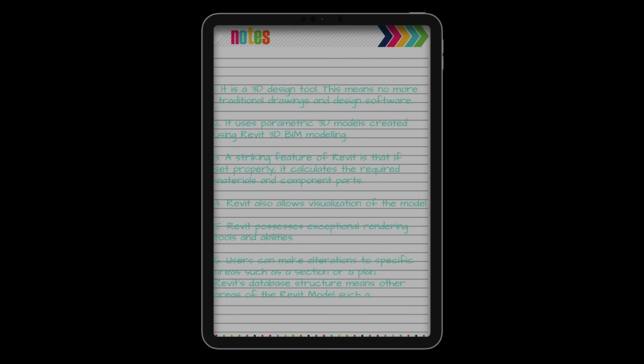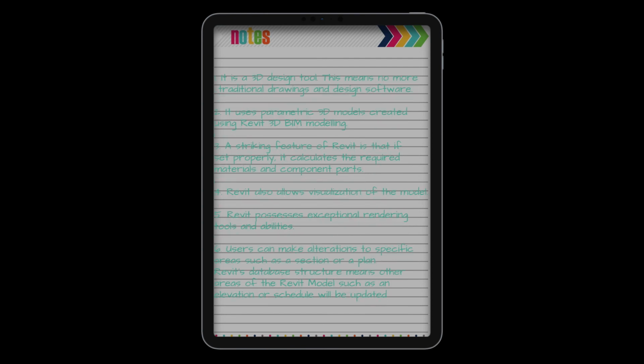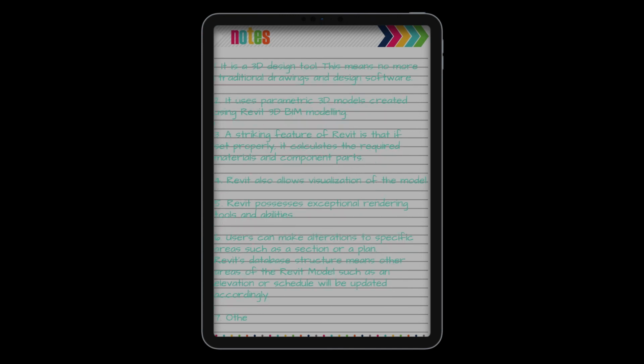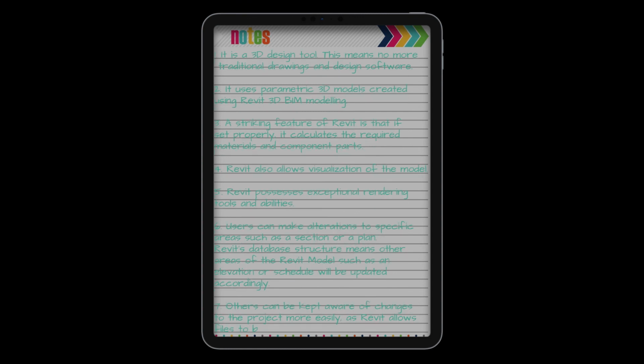Users can make alterations to specific areas such as a section or a plan. Revit's database structure means other areas of the Revit model such as an elevation or schedule will be updated accordingly. Others can be kept aware of changes to the project more easily, as Revit allows files to be shared during the design process.